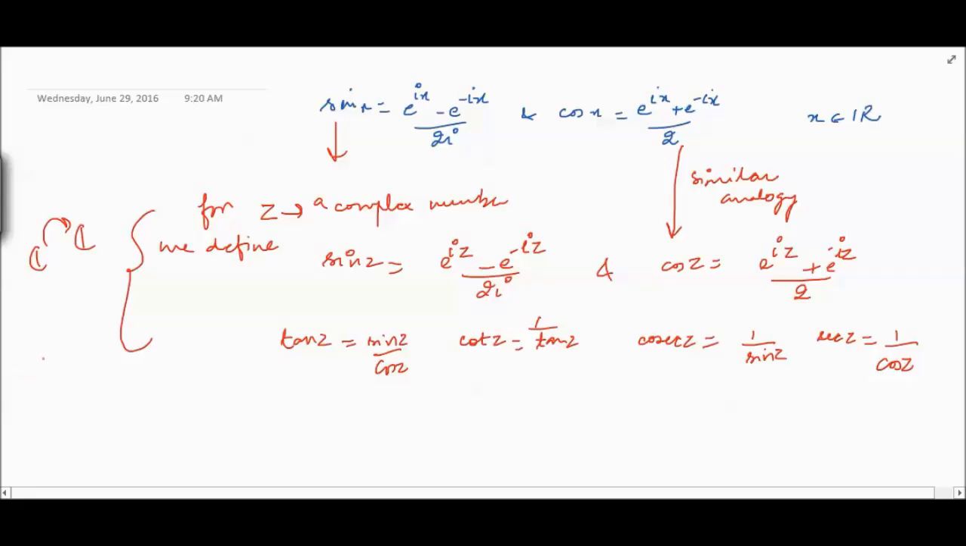Now let us look at some of the similarities between the trigonometric functions in the case of real numbers and in the case of complex numbers.